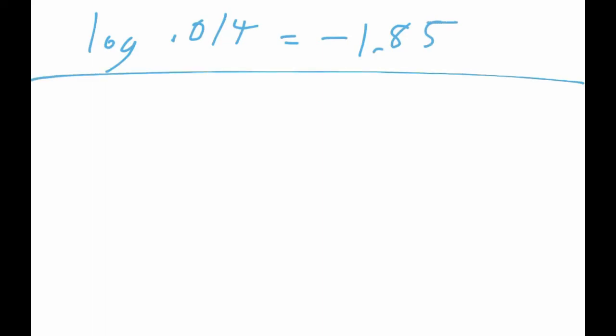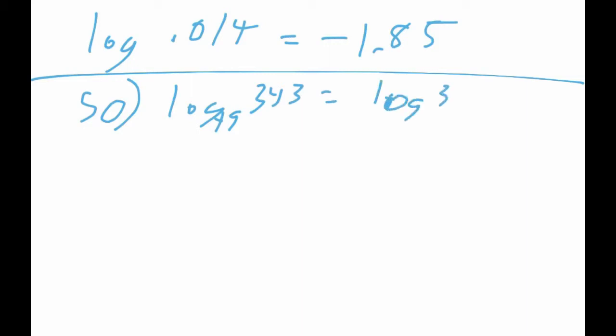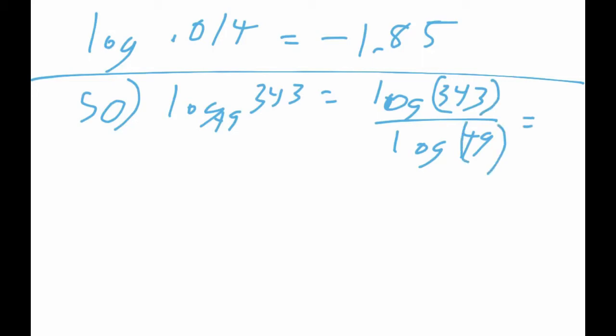When we take the log of 0.014, we have negative 1.85. Number 50, when we have the log base 49 of 343, we do the log of 343 divided by the log of 49. And remember, when you're doing this, don't forget the end parenthesis after the 343. And you'll get the answer of 1.5.